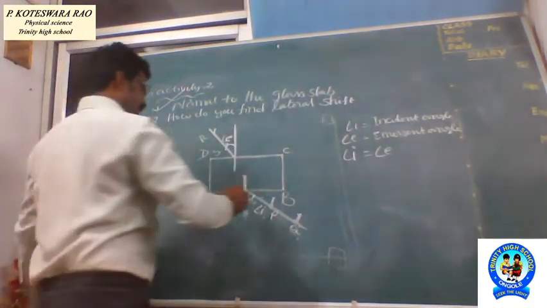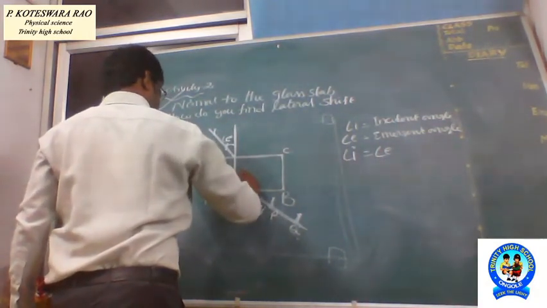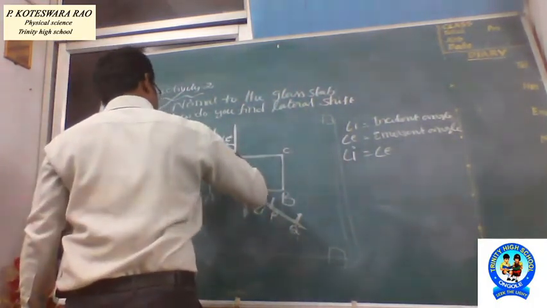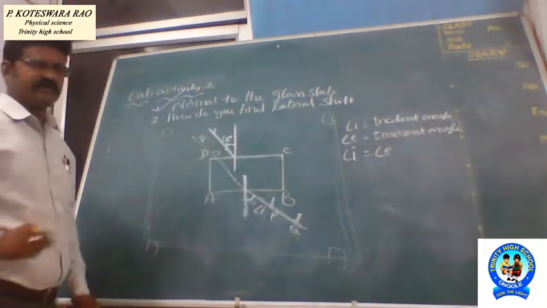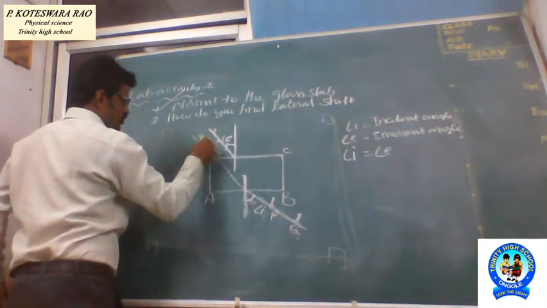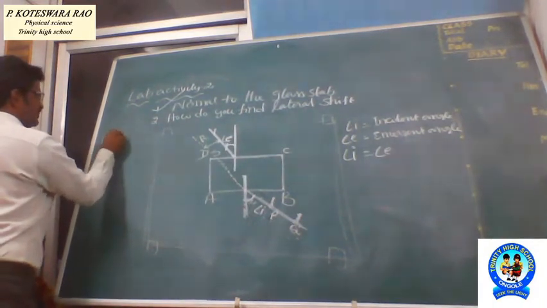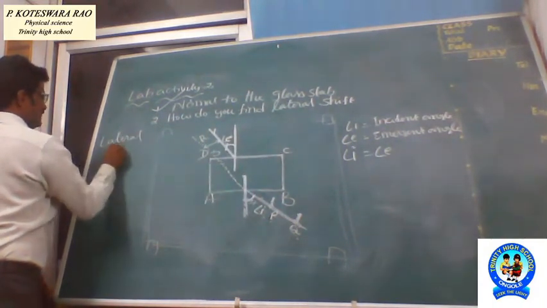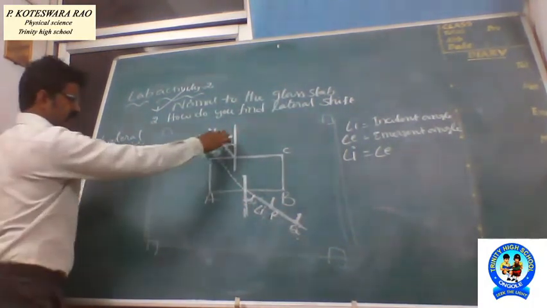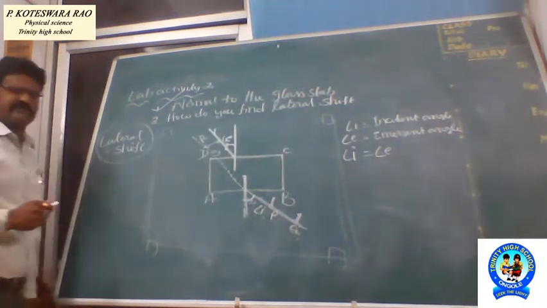Now we want to extend this incident ray, without deviation. Suppose it could travel straight. The distance between these two parallel lines is called lateral shift.